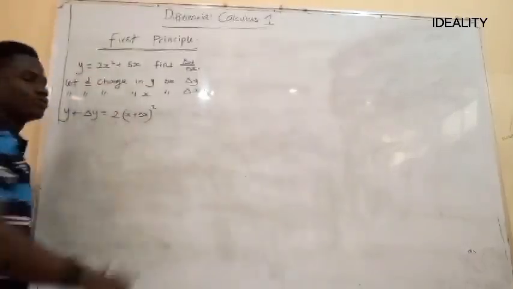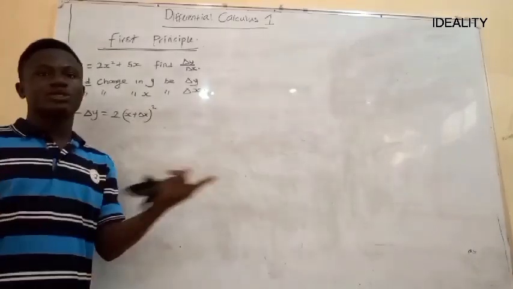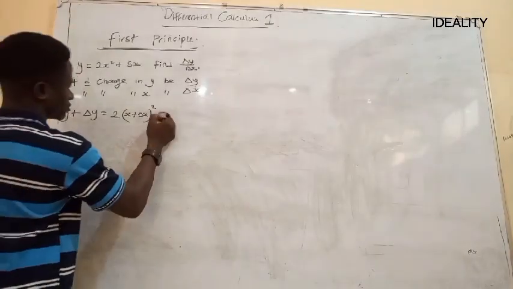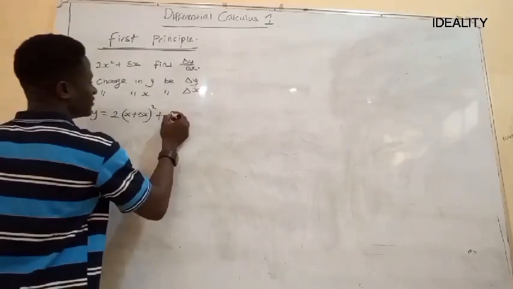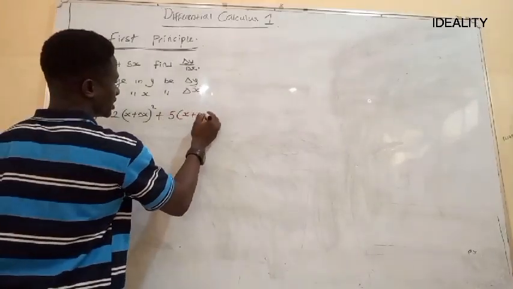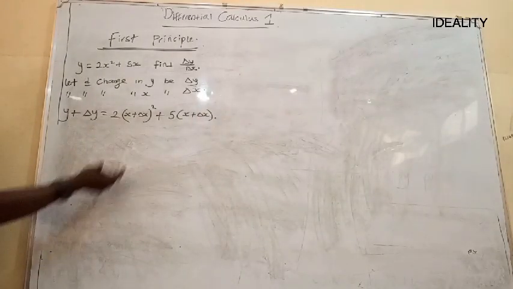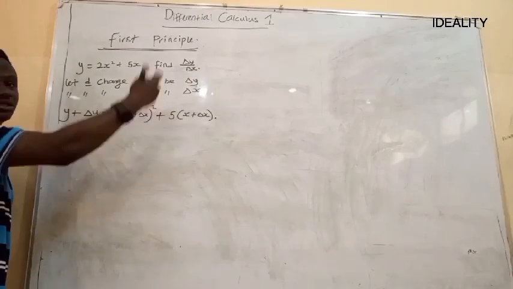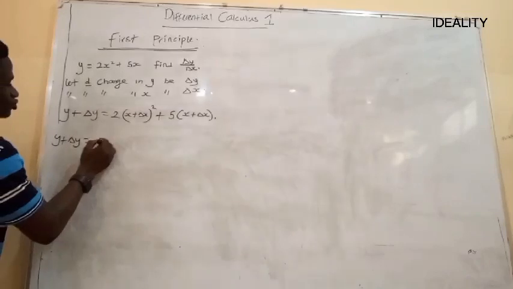Anywhere I see y, I'll change it to y plus theta y. And I said earlier that you always put them in brackets when they cannot be added. Plus another x here, I'll put x plus theta x, so that we have 5 open brackets x plus theta x. Then let's go. If I expand this, I've expanded this earlier. So you have y plus theta y is equal to 2 open bracket.